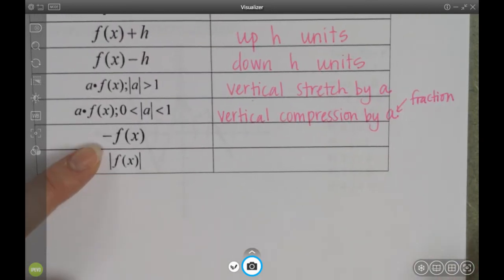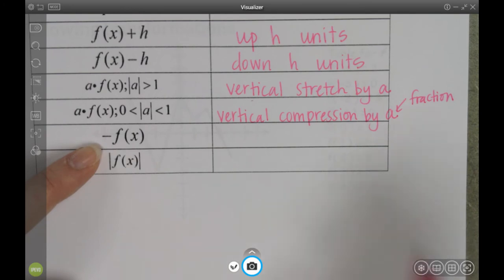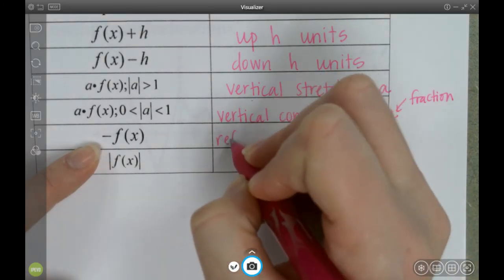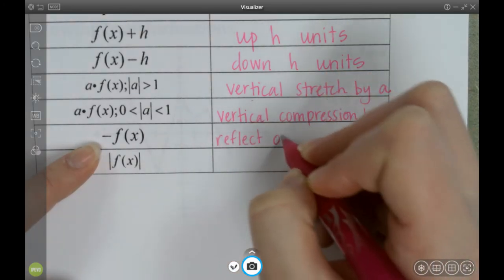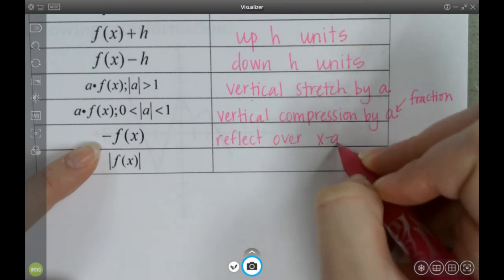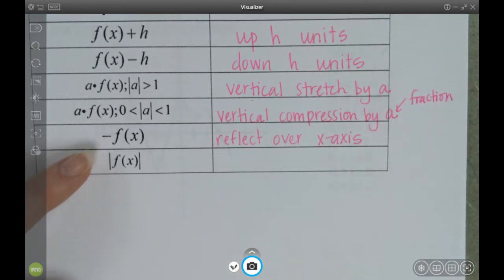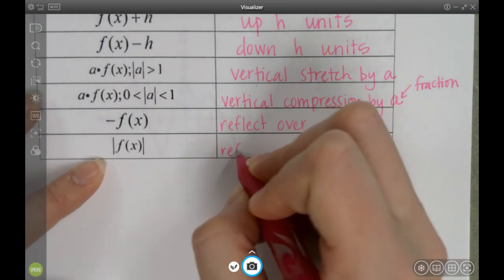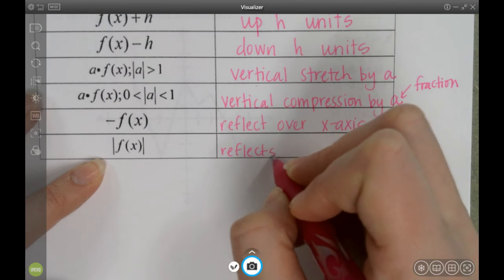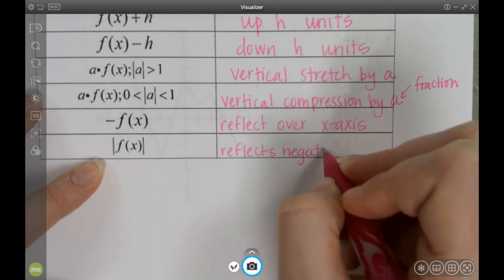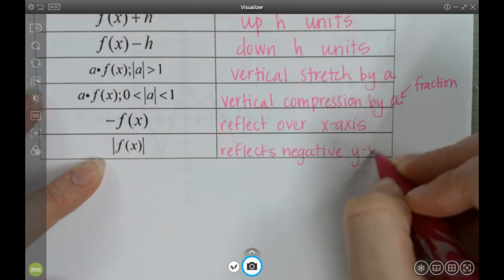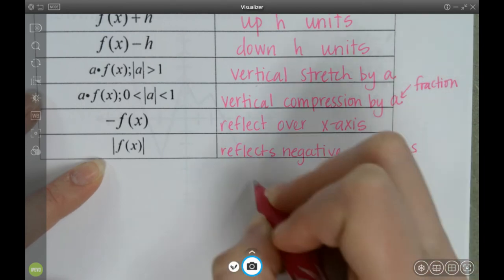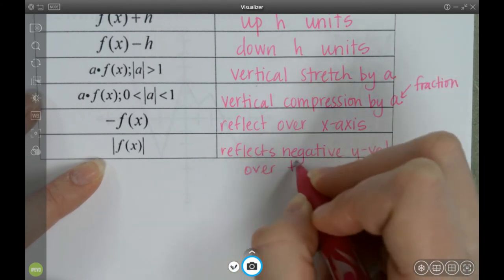Okay, what happened when there was a negative in front? It flips, but what's our math words we're using? Reflected over what? Yep. Reflect over x-axis. And then our absolute value reflects negative y values over the x-axis.